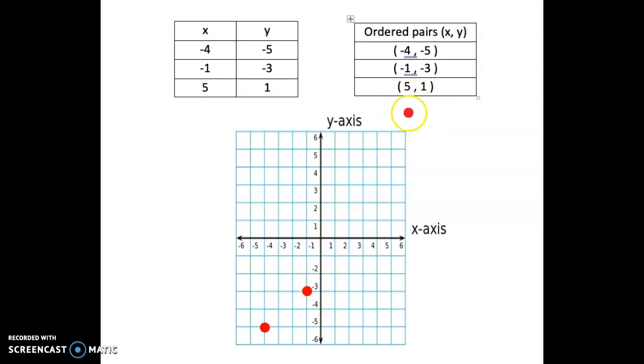And our last one, 5 comma +1. Start from the origin, move to the right 5 spaces, 1, 2, 3, 4, 5, and we're going up 1 spot because it is a positive. And that's it. That's how we go from a table to ordered pairs to a graph.